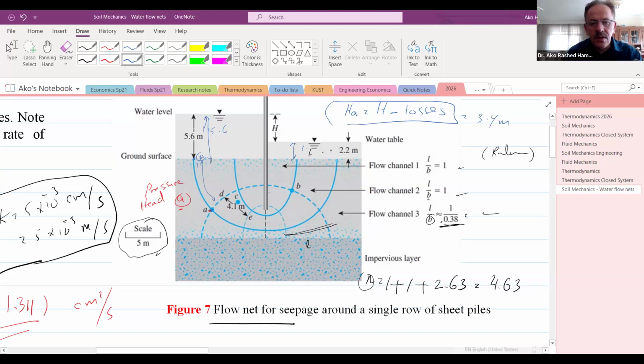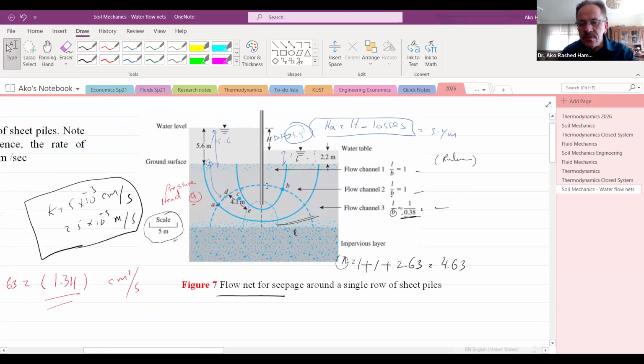5.6 and 2.2. So the change, delta H, is equal to 3.4. Now this 3.4, because they are equipotential lines, means those have the same pressure. And the losses will be divided by the number of the drops. So for each drop, when I say drop, I mean drop in the pressure. So 3.4 is the total drop.